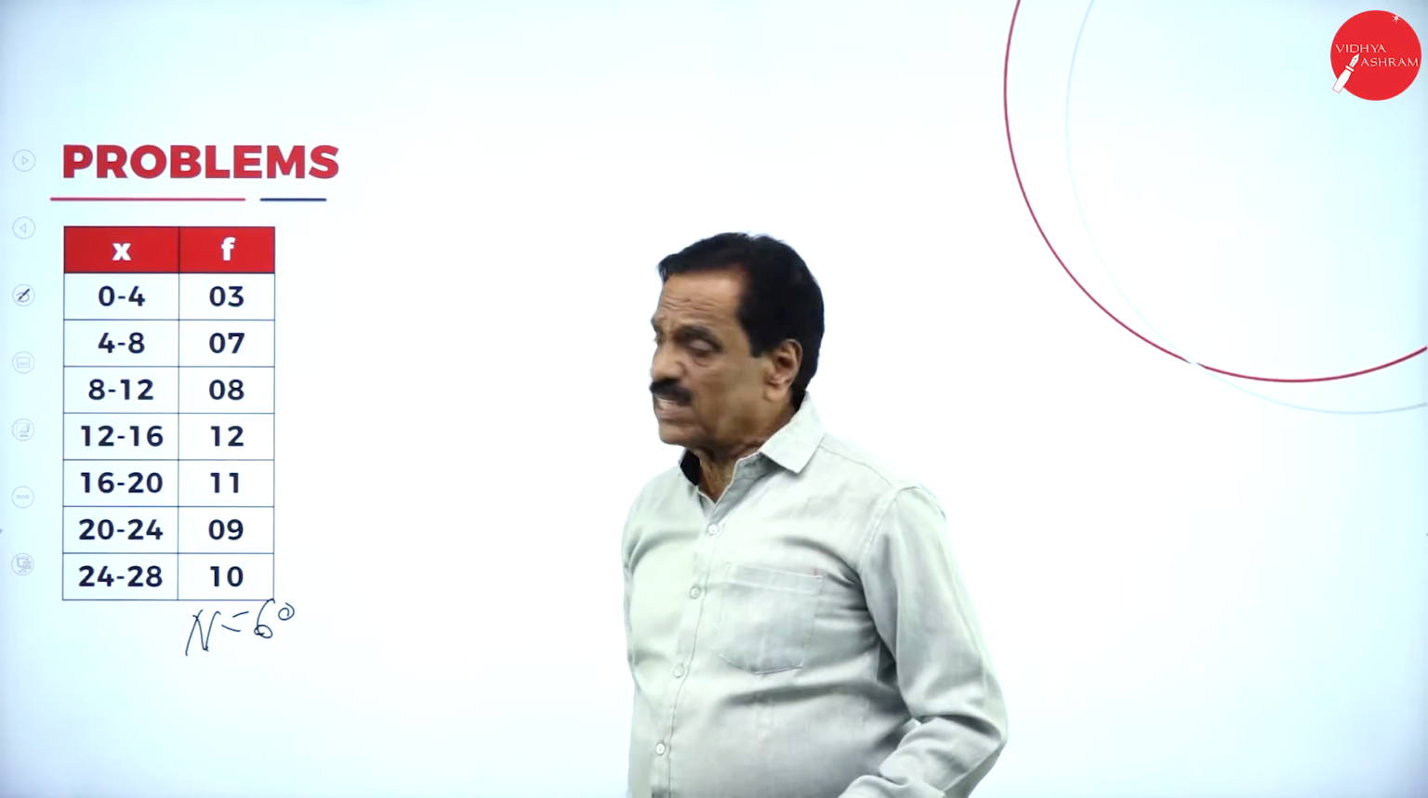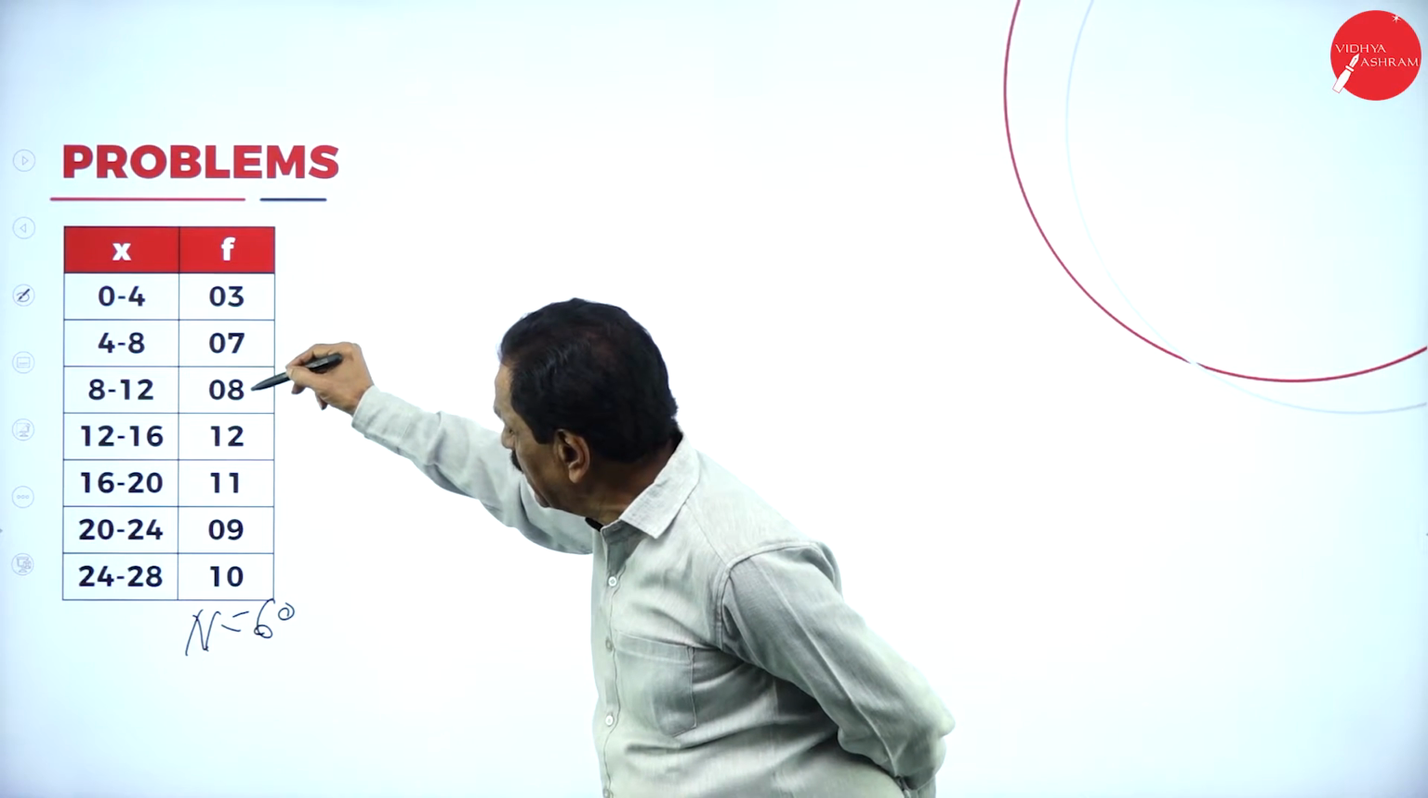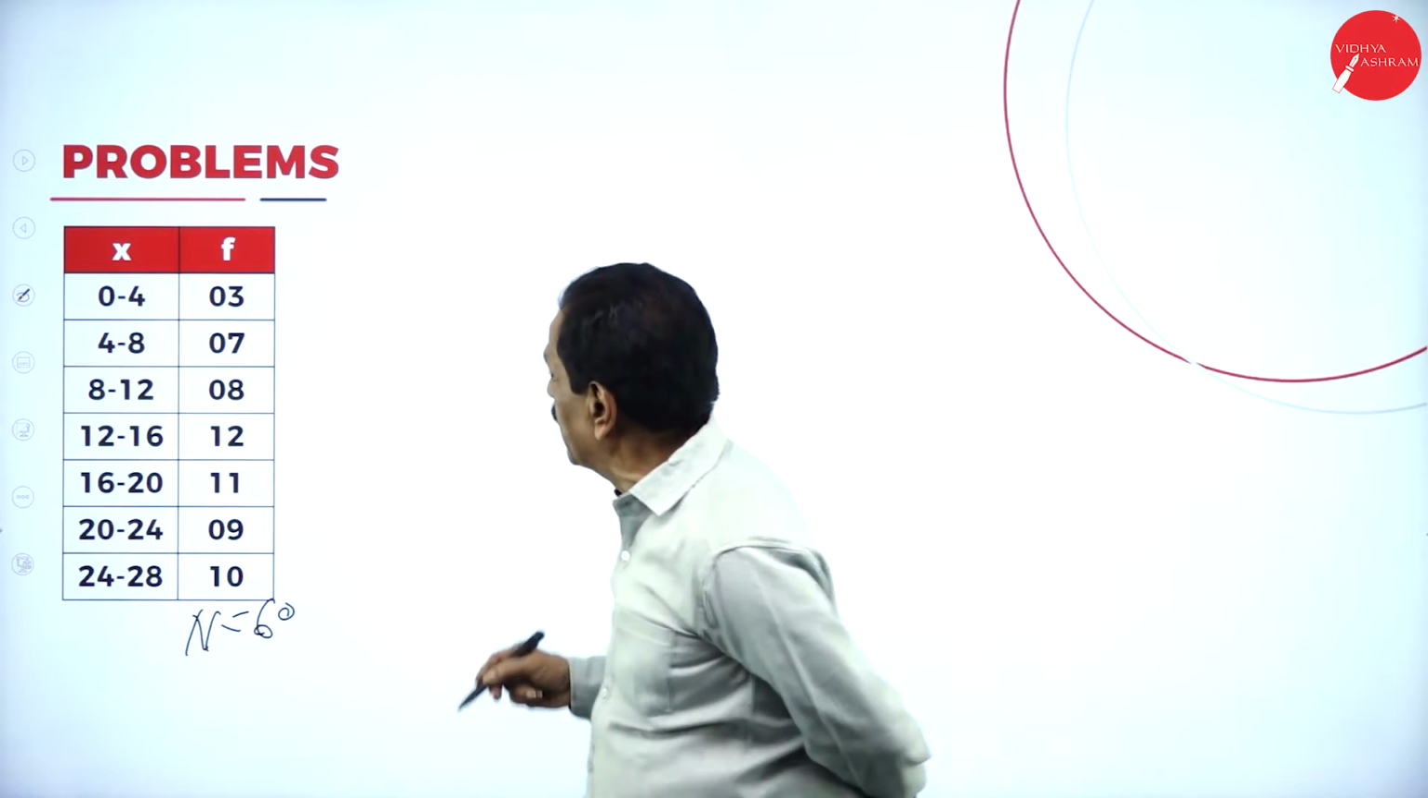N is equal to 60. Add the frequencies: 3 plus 7, 10, 18, 20, 30, 41, 50. What is the next step?